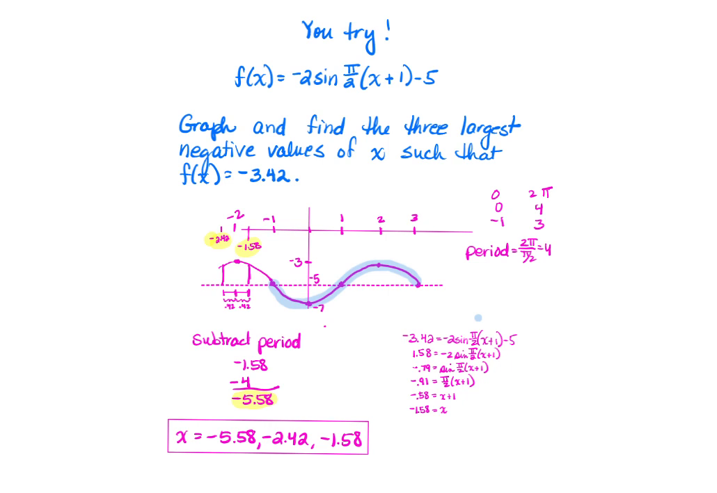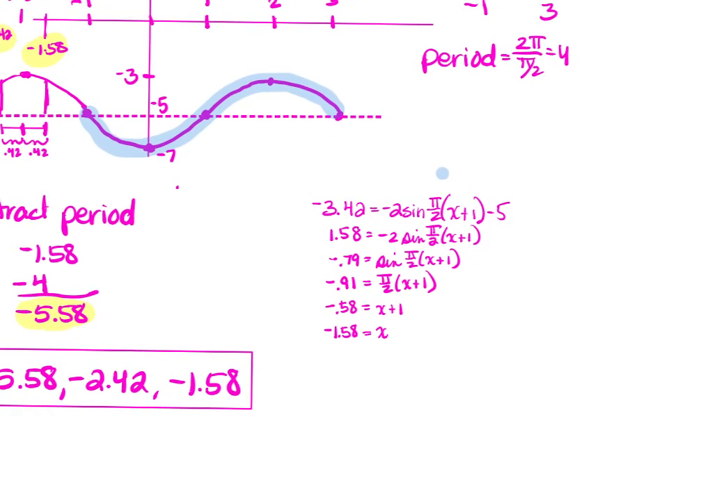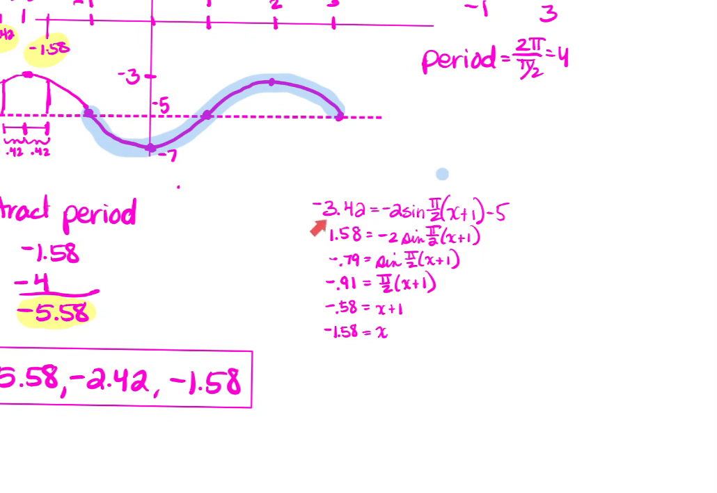You can see that I show all of my work from every single time I do something to my function. So looking at this, I added 5 to both sides. Then I divided by negative 2. I'm solving for sine. Then to get this out of my function, to undo sine, I had to do inverse sine of both sides. I multiplied by 2 over pi. That got me here. And then I subtracted 1. So this is one of the negative values that will give me a function value of negative 3.42.